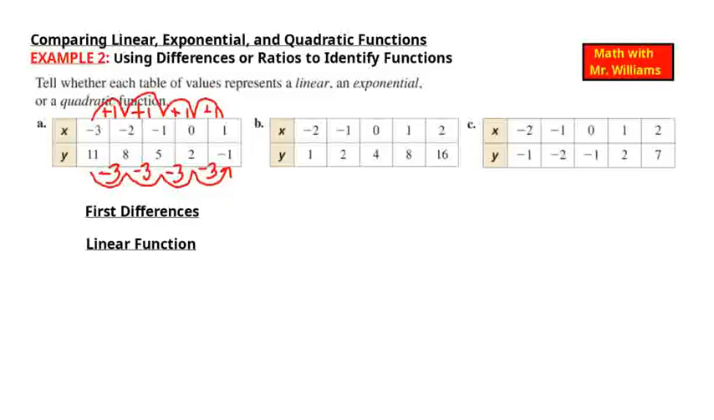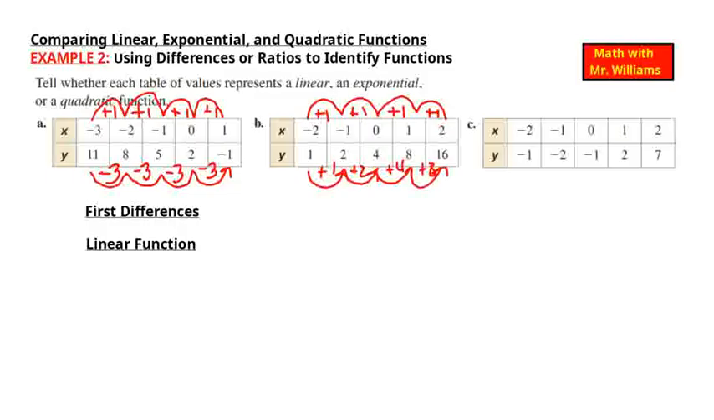All right, on to B. Again, let's take a look at the x values first. We see that these are again going to have the same common plus 1 all the way across. That's really nice. Let's go take a look at the y values. We see to get from 1 to 2, we're going to add 1 here, add 2, add 4, and add 8. Well, that's not first differences.